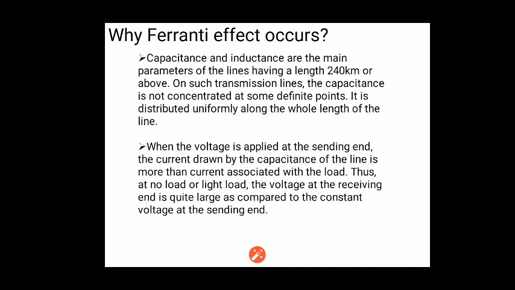When the voltage is applied at the sending end, the current drawn by the capacitance of the line is more than the current associated with the load. Thus, at no load or light load, the voltage at the receiving end is quite large as compared to the constant voltage at the sending end.